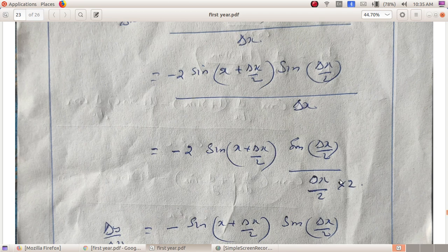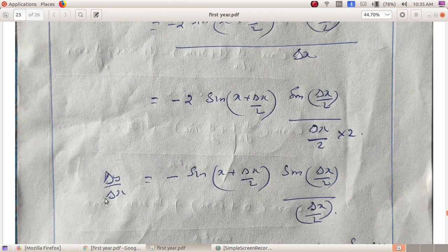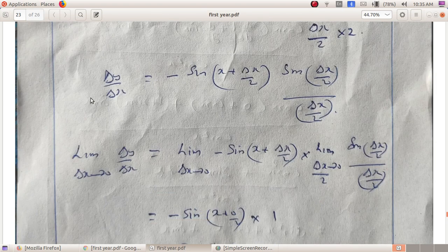These 2 can be cancelled, so that is only delta x here. Delta y by delta x equal to minus sine x plus delta x by 2 sine delta x by 2 divided by delta x by 2. Applying limit on both sides like this, so this quantity must be 1.